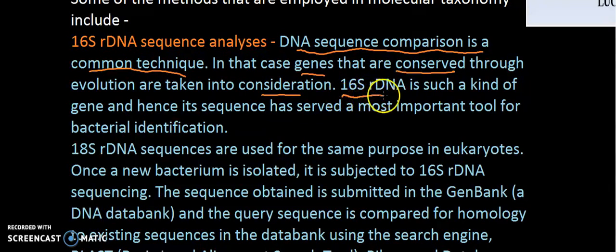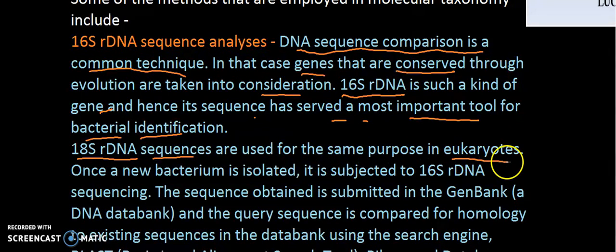So 16S rDNA is a very good gene which is conserved and has little changes also specific to a particular organism. So it serves as a gene whose sequence can be an important tool for bacterial classification or bacterial identification. In place of 16S rDNA, 18S rDNA sequences are used in the same way in eukaryotic systems.